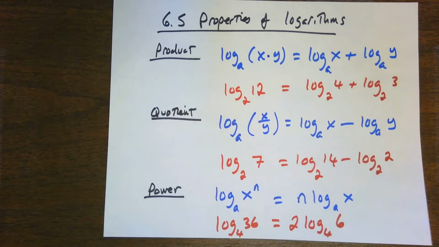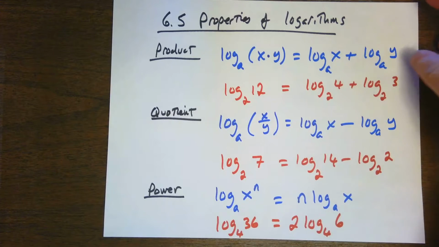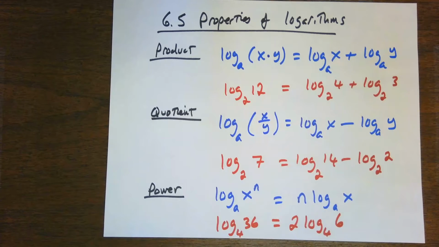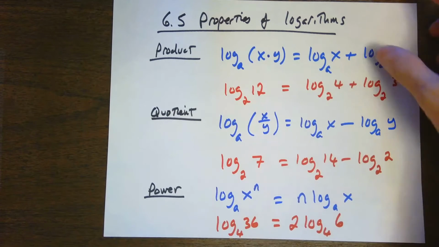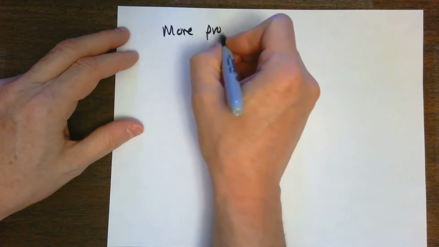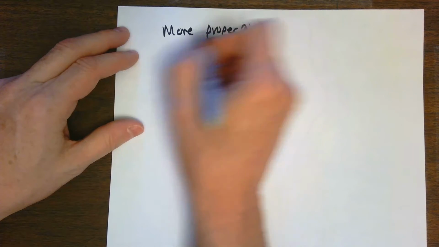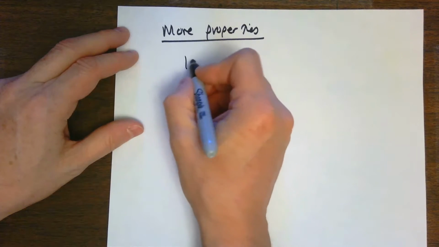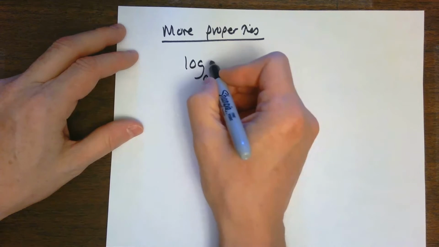Now there's more properties. These are the big 3. Change of base is another huge property. We'll deal with that a little bit later after we play around with these for a little bit. There's some other things that kind of logically happen, logical conclusions of this. For example, let's take a look at some more properties. What if I had log base anything of 1?